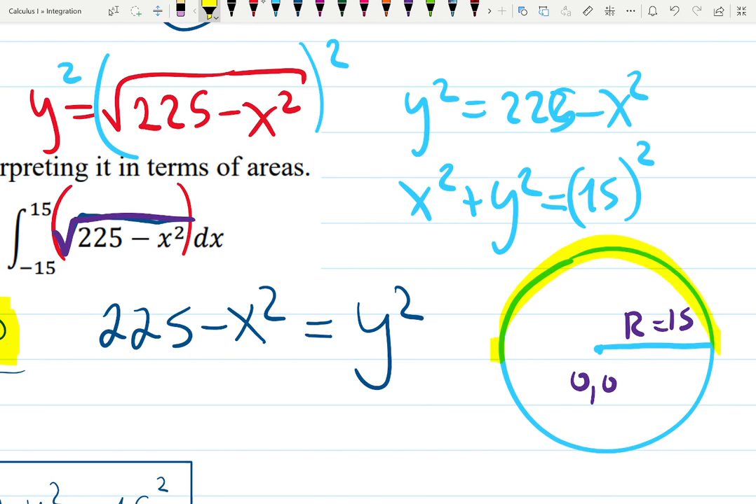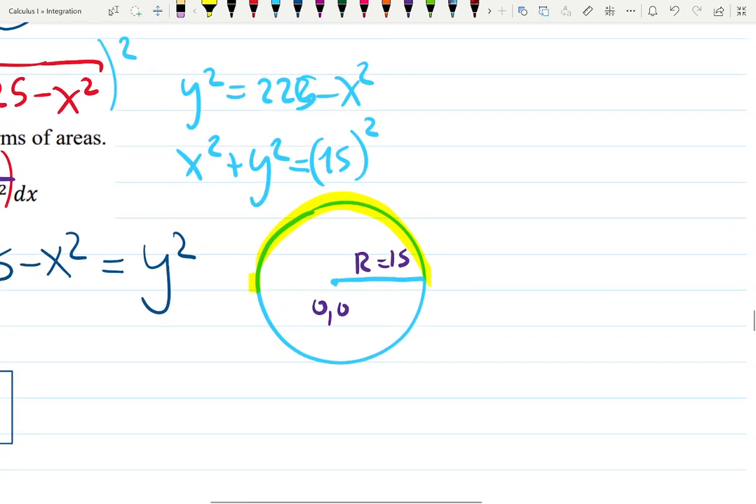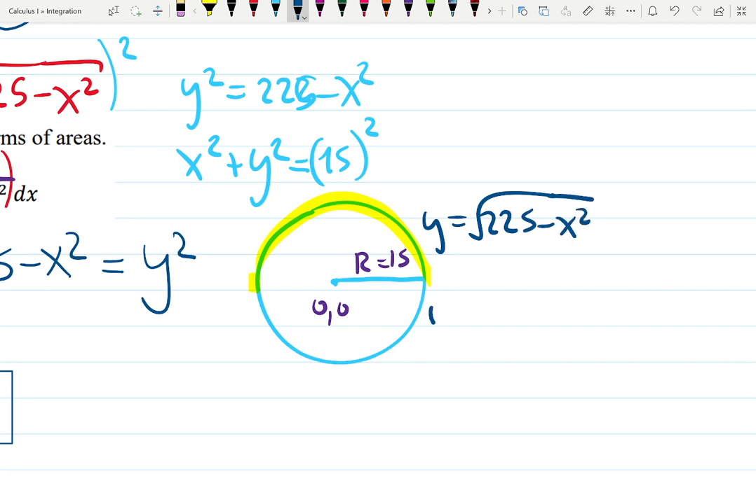Hemicircle. We're going to do hemisphere in the future. That's half of the sphere. And if you see it's minus square root, then guess what? That's a negative part of the circle. So maybe write down y equals positive square root of 225 minus x squared, and y equals minus square root of 225 minus x squared. Those are two sides of a circle, because a circle is not a function.